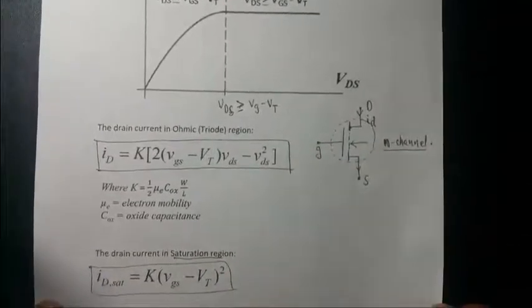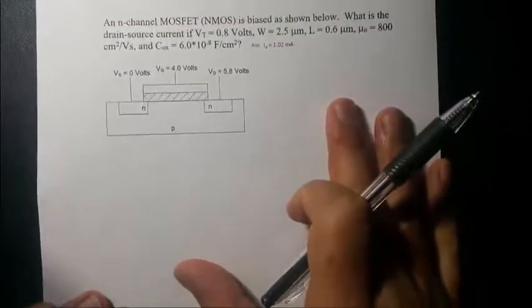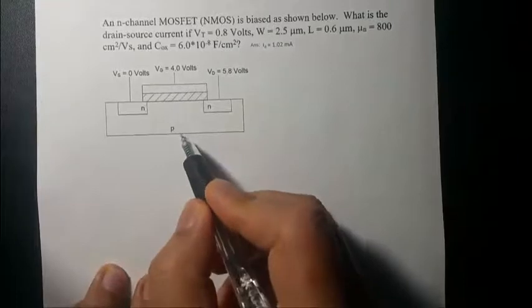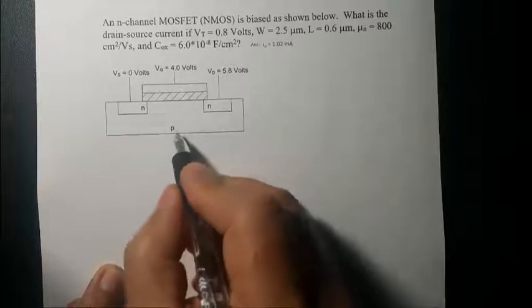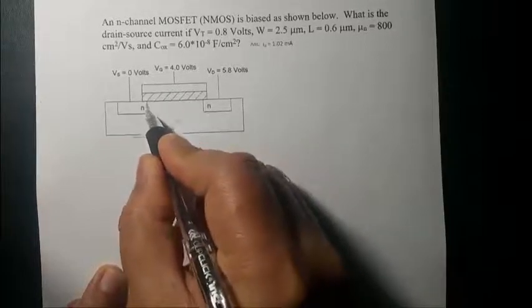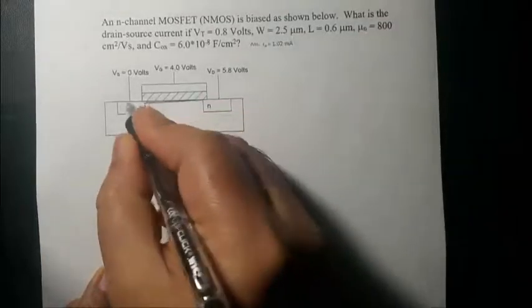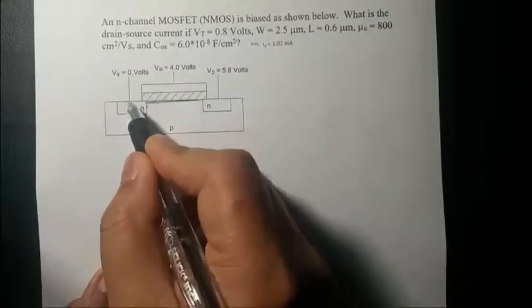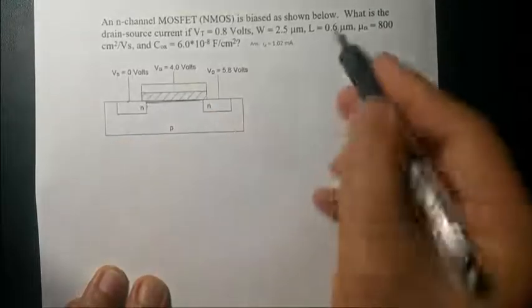So let me get started with a very simple one. Here's the MOSFET. This is the lateral, cross-sectional view of a MOSFET transistor. It's an N channel. N channel has a P body. There's this thin layer of electrons here for transition. This is the drain, this is the source, and these are the bias voltages given to you. Drain voltage is 5.8 volts with respect to the source at 0 volts, and the gate voltage is 4 volts. So these are the givens.